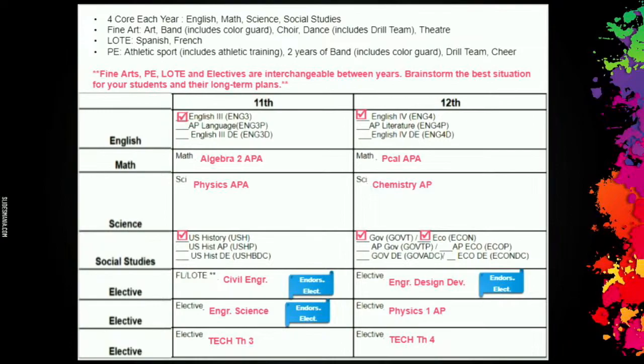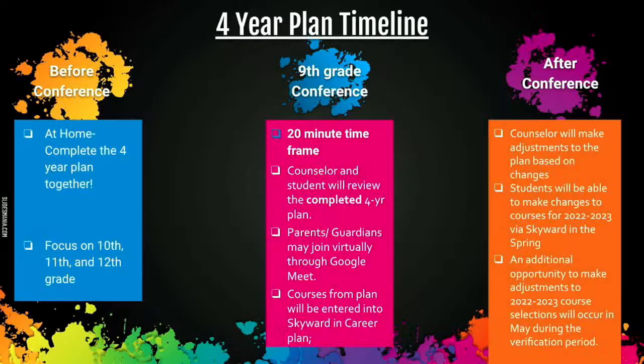So that's exactly what you're going to do with your student with the resources that we provide, and Ms. Johnson is going to go through your core courses with you in just a moment. Here's the timeline of what everything looks like. Before the conference, we want to make sure that you take this information home with your student, and at home, you complete the 4-year plan together. You want to fill it out as much as possible, okay?